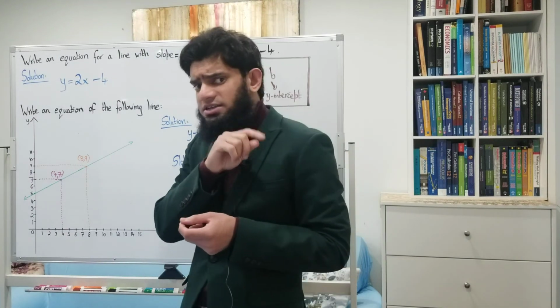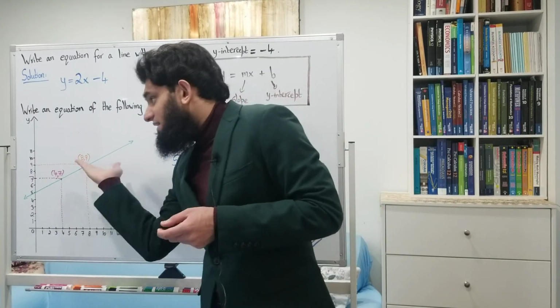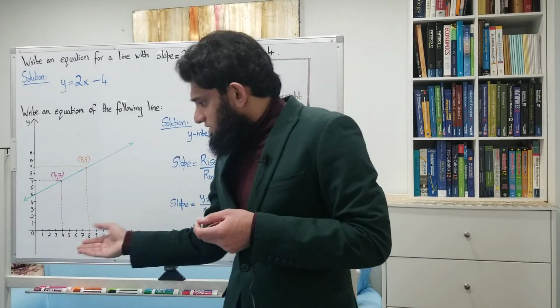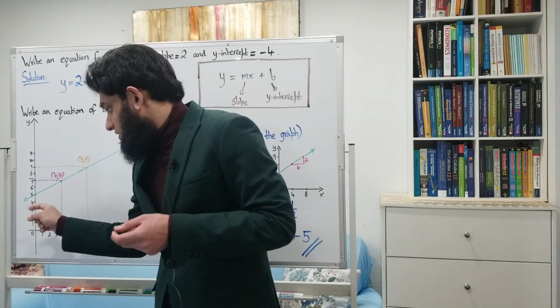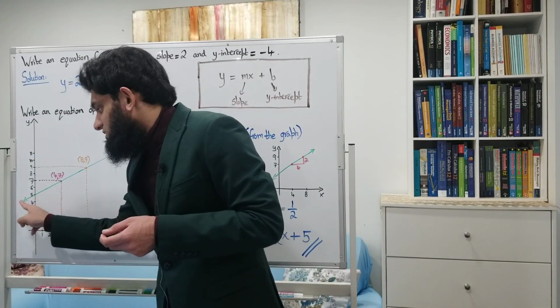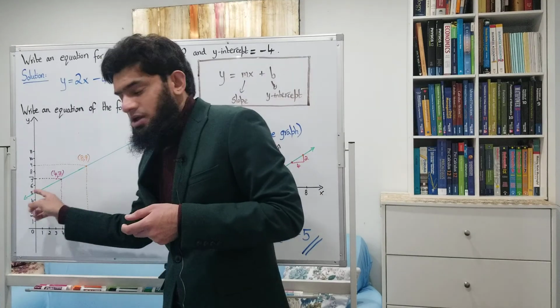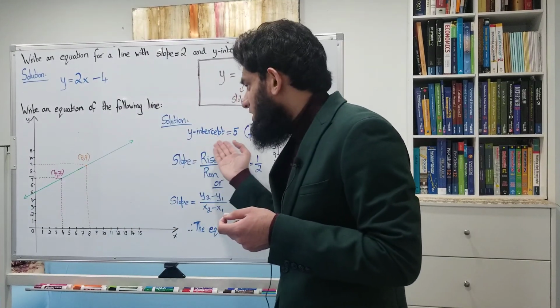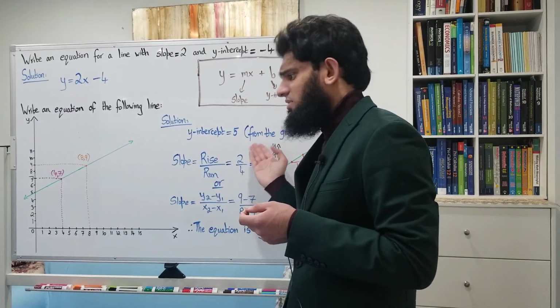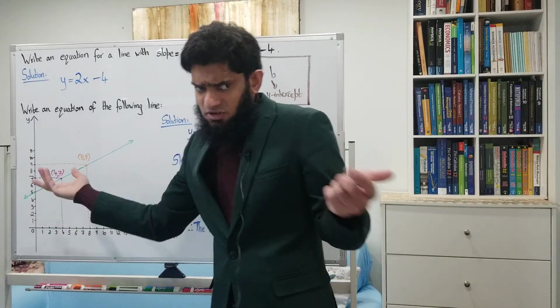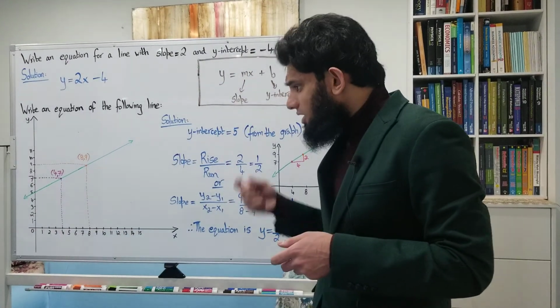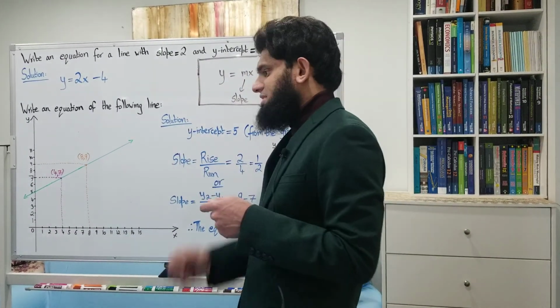And we know that the y-intercept is just the point where the line cuts the y-axis, right? So in this case, we can see clearly from this graph that the y-intercept is just 5. We can see that here, and that's what I've written down here. So the y-intercept is just 5, and I took that directly from the graph. Okay, the next thing that we have to find is the slope.